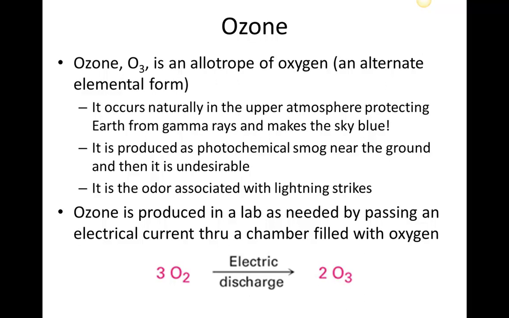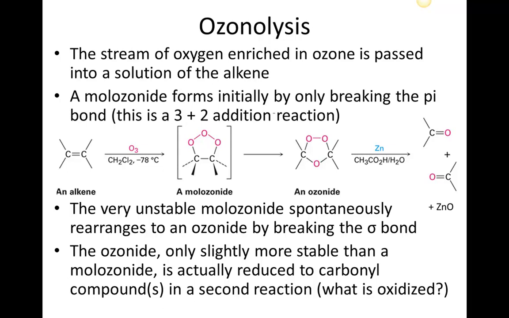In fact, that's how you make ozone in a lab, is you pass oxygen into a chamber where you direct an electrical current through this chamber like lightning bolts, and in the presence of that electrical discharge, you turn the oxygen O2 molecules into oxygen O3 ozone molecules. And then you take that material and you bubble it into a solution with an alkene. And so that initially makes a molecule that's called a molozonide.